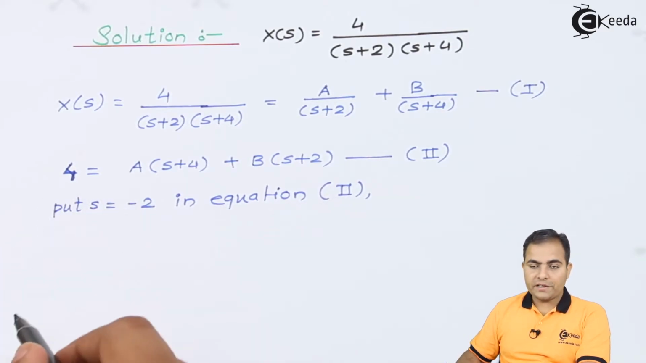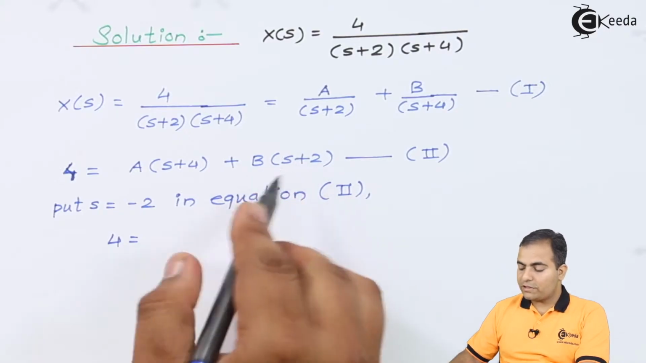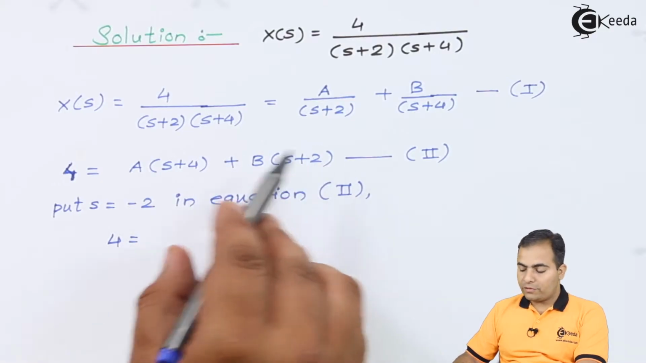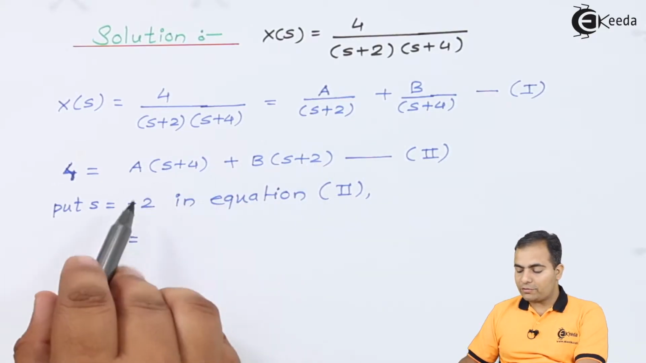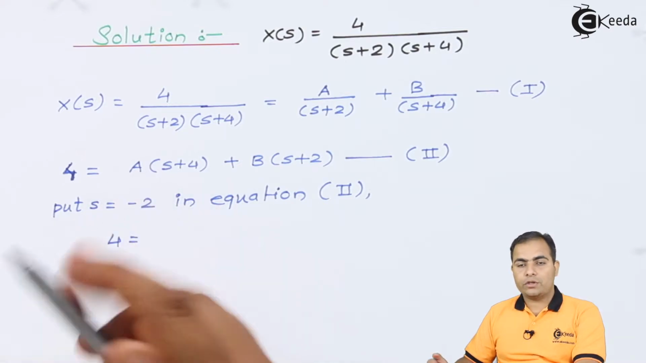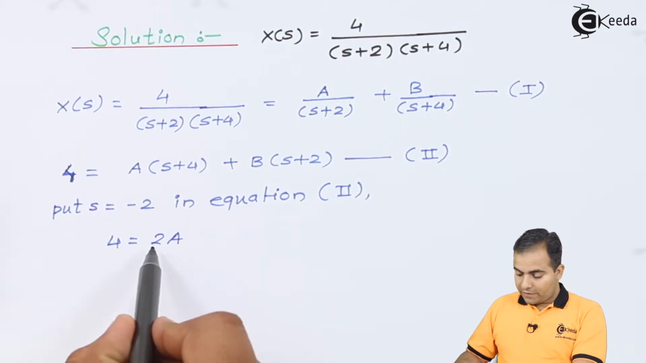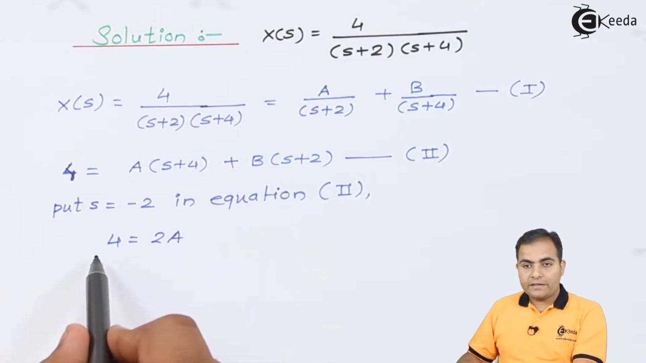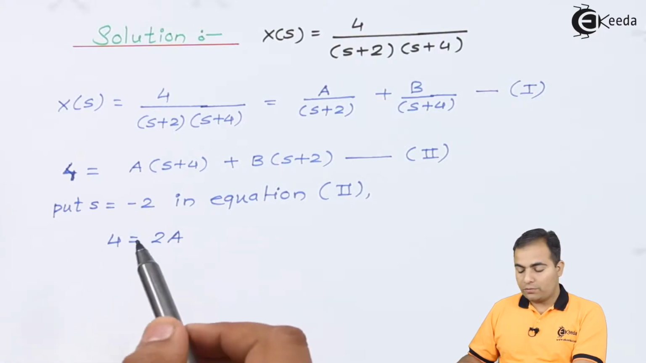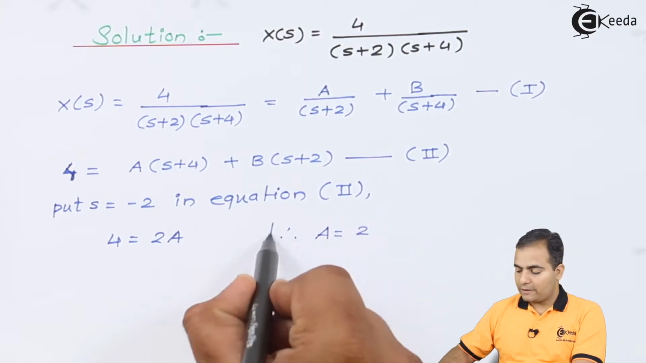What we'll get? On the left hand side we have simply 4, but here if we substitute s equals minus 2, then this s plus 2 becomes 0, so the whole product becomes 0. Now look at here, we have s plus 4, so if we substitute minus 2 over here, 4 minus 2 becomes 2, so what we have? 2a. Now if we shift this 2 to the left hand side, then 4 will be divided by 2, so the answer is 2. So therefore my a value is 2.